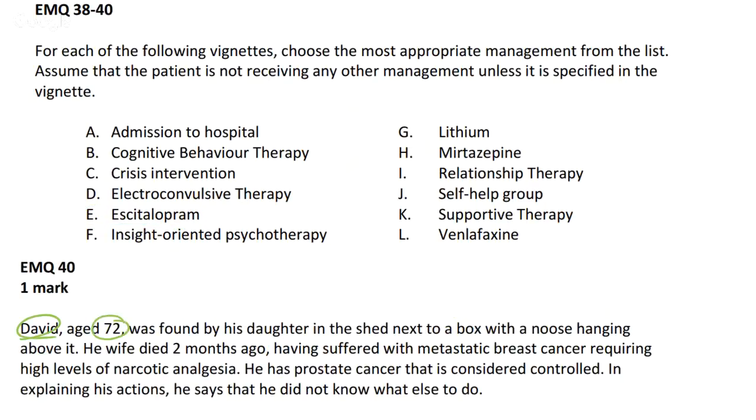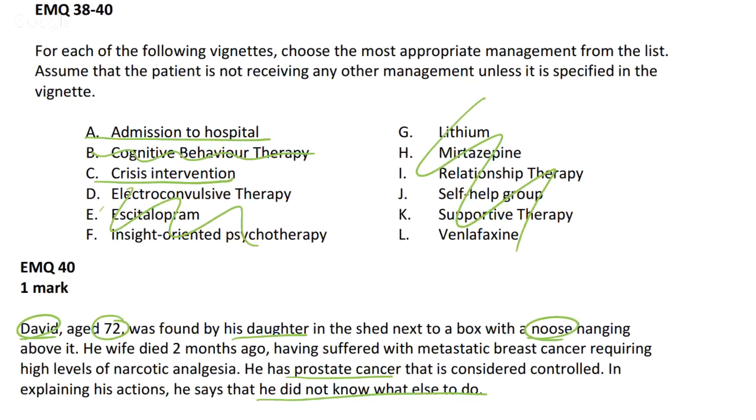Okay, so David, he's 72, found by his daughter with a noose hanging, so he tried to kill himself. All right, because his wife died. He also has prostate cancer, so he has very poor prospects. He says that he did not know what else to do. Okay, so I mean, none of that's going to help, so we'll just cross that out. We'll talk about two things that are likely: crisis or admission to hospital. What do you think?